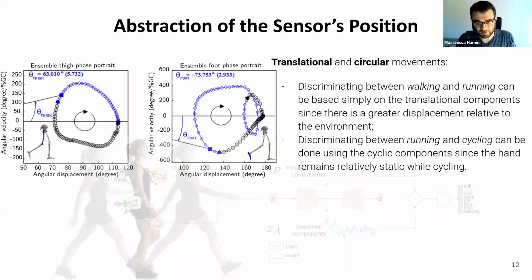In this configuration that I described, discriminating between walking and running can obviously be based simply on the translational components, the ones that are based on the entire environment. The pace of walking is largely smaller than the pace of running. And the distinction between running and cycling, for example, can be done using the cyclic component, because the hand remains relatively static on the bike.